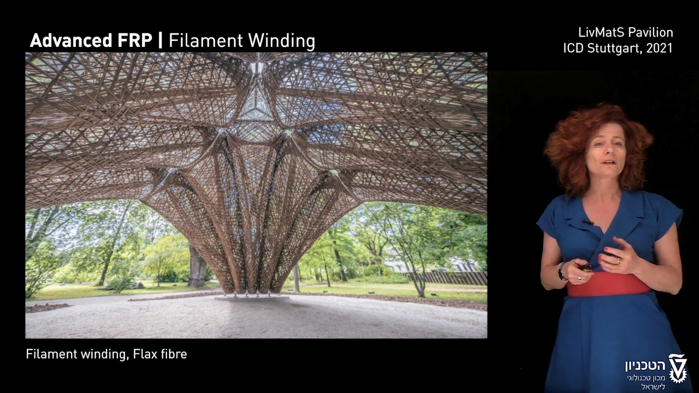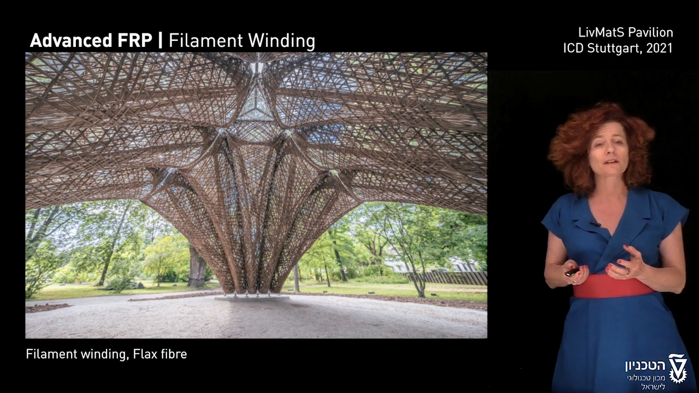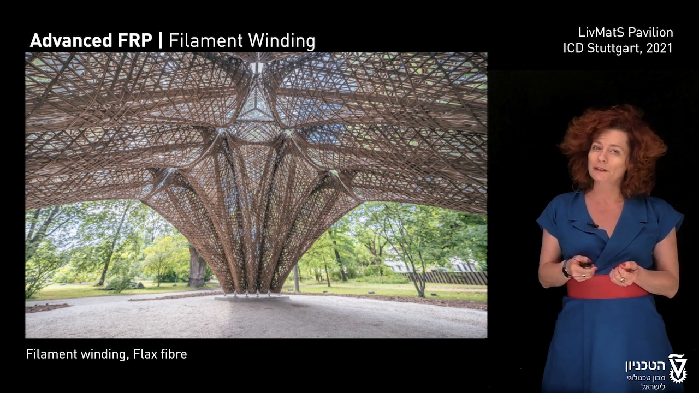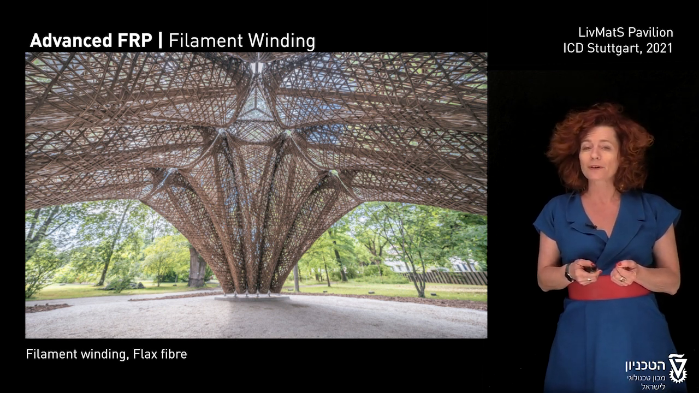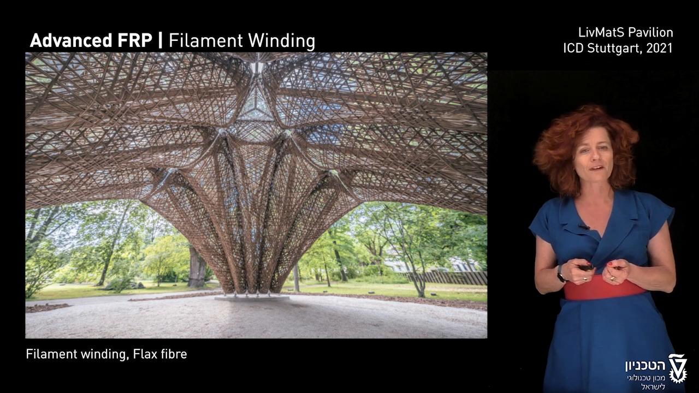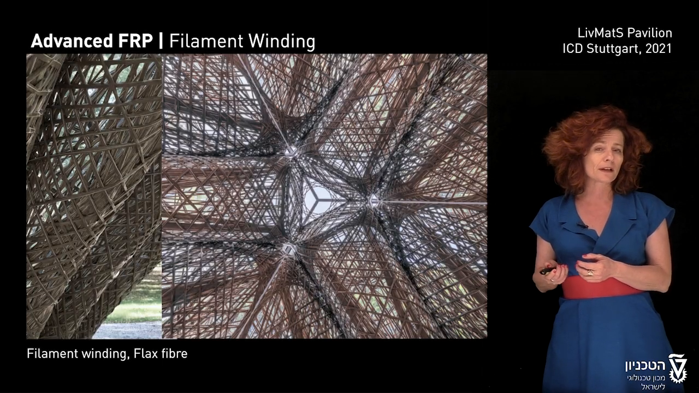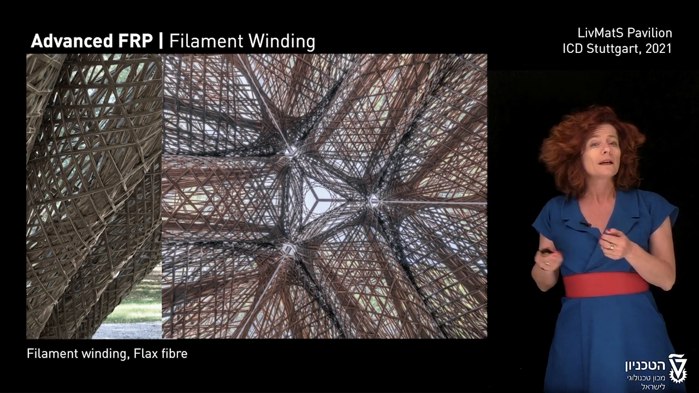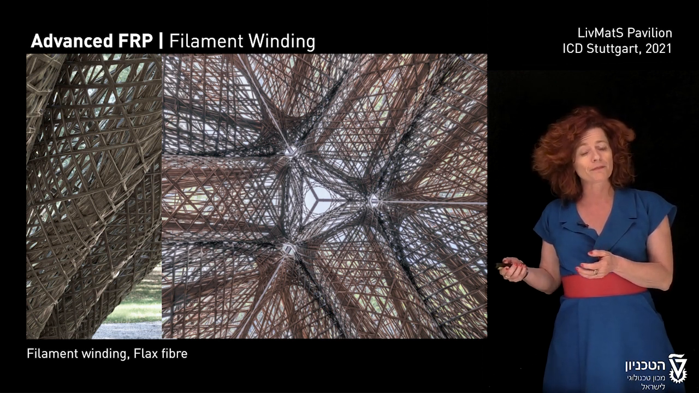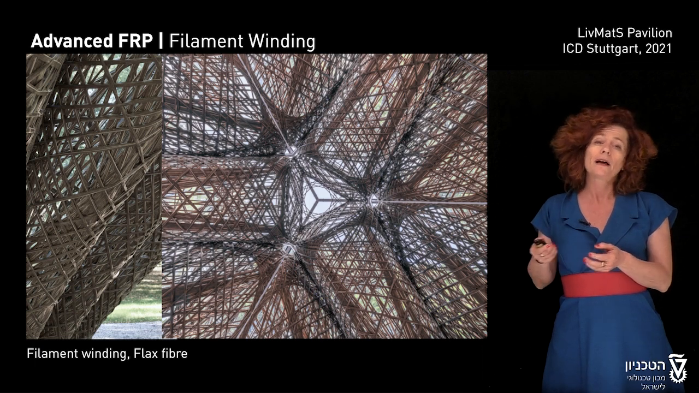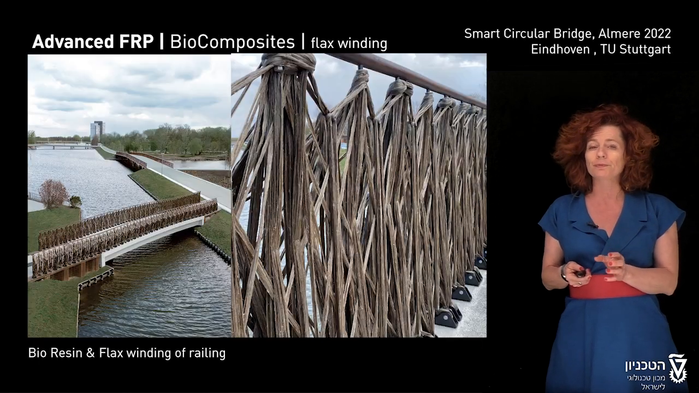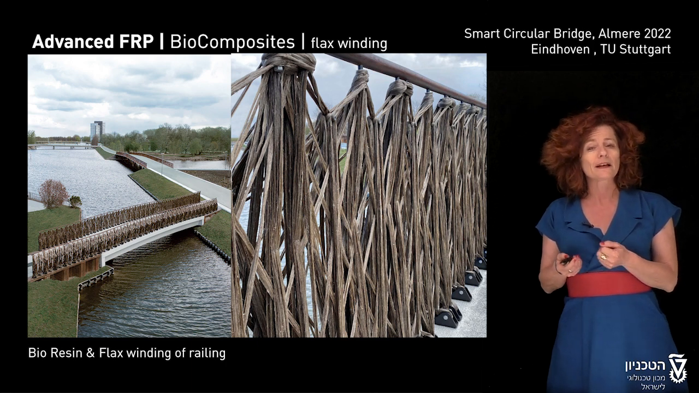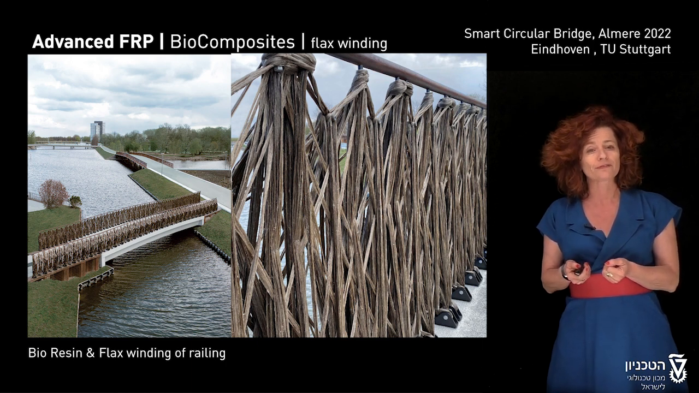An evolution of this long experimentation in filament winding in carbon and glass is a switch to a new material, natural fiber composites, which are based on flax fibers. So instead of using glass or carbon, flax fiber is the base of this filament winding, and we see it both in the pavilion of the ICD, the recent one, as well as this railing of a pedestrian bridge in the Netherlands. Of course, more environmentally friendly and sustainable, as these are natural fibers.